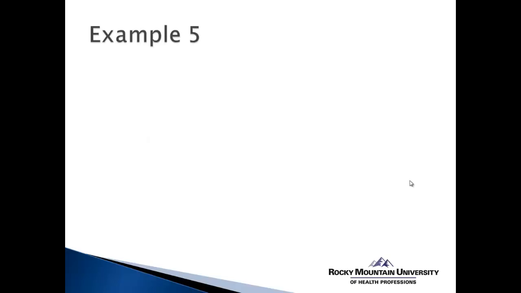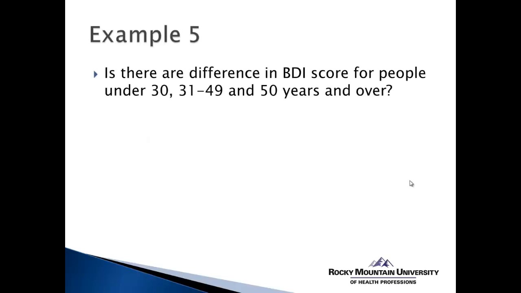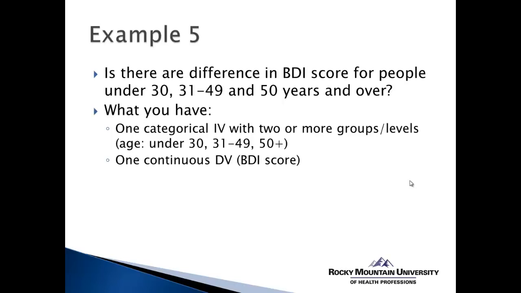Now, a little more complex example. Are there differences in depression score for people under the age of 30, between the ages of 31 to 49, or older than 50 years? So what we have is one categorical independent variable, in this case age, with more than two groups. In this case we have three groups. We could make this 4, 5, or 6 groups. We have one continuous outcome, in this case the BDI score.